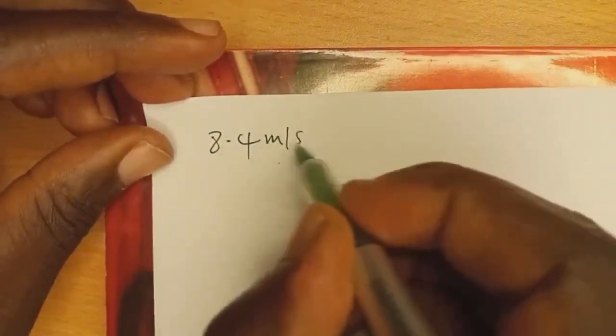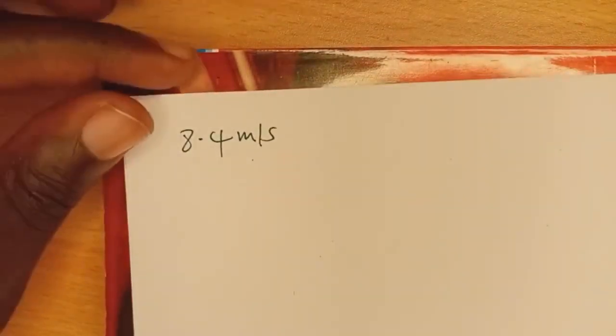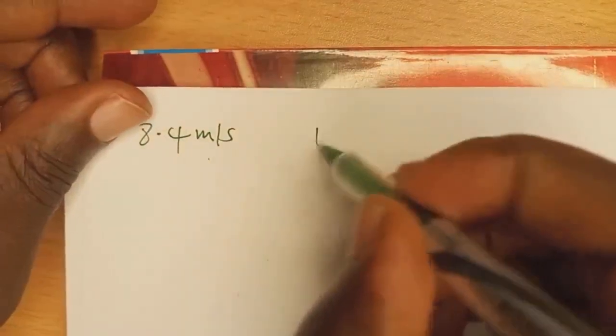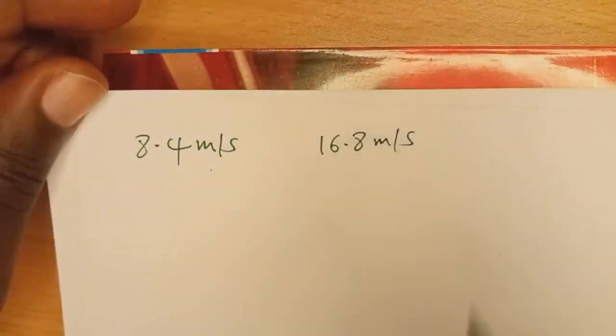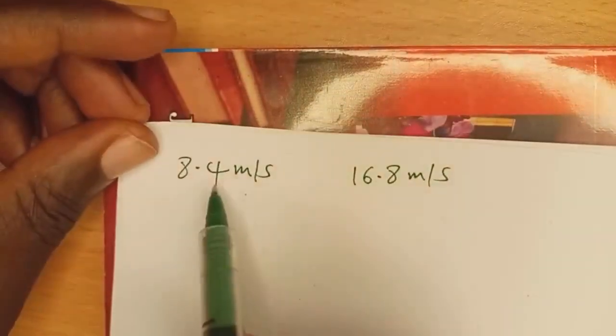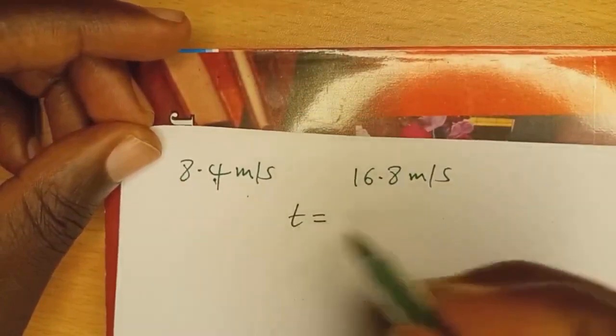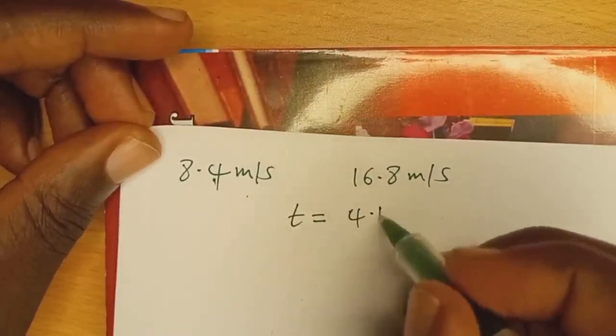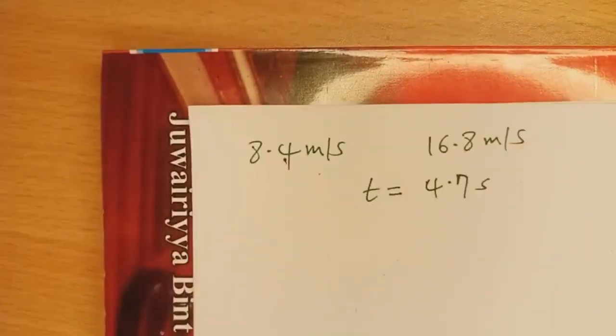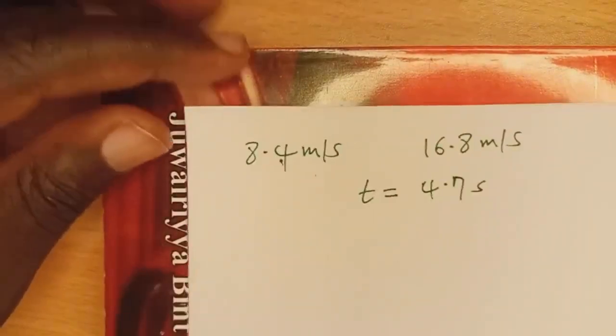Moving on, let's say again that we have a robot, and that this robot is initially moving with a speed of 8.4 meters per second. Then it subsequently speeds up, so that its speed is now 16.8 meters per second, and the time it takes for this speed to increase from this value to this value is 4.7 seconds. The question is, what will be the magnitude of its average acceleration?